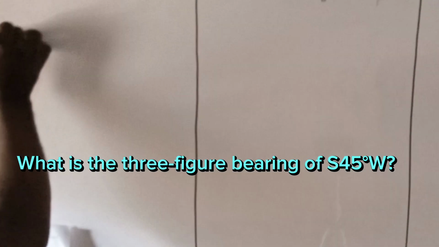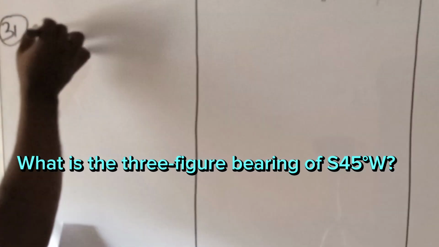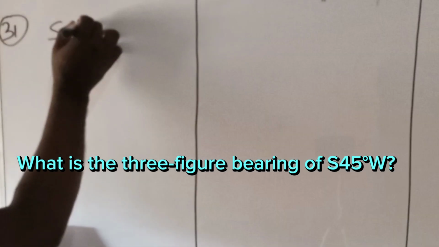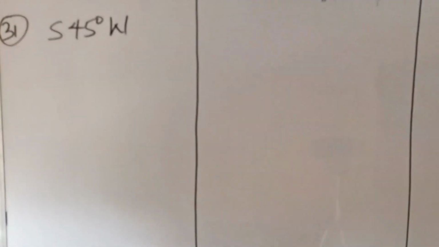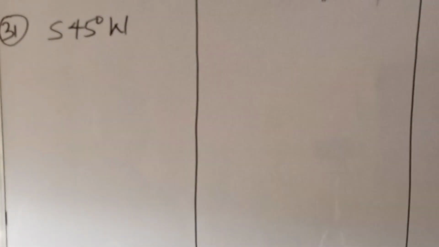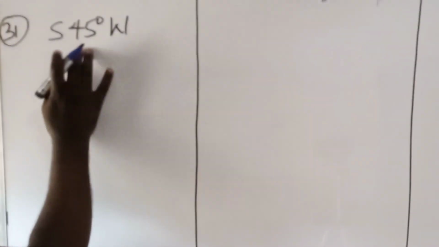Question 31. The question says, what is the three-figure bearing of south 45 degree west? So this is a compass bearing. The question is asking us indirectly to convert this compass bearing to a three-figure bearing. So the first thing we need to do here is to sketch this compass bearing.